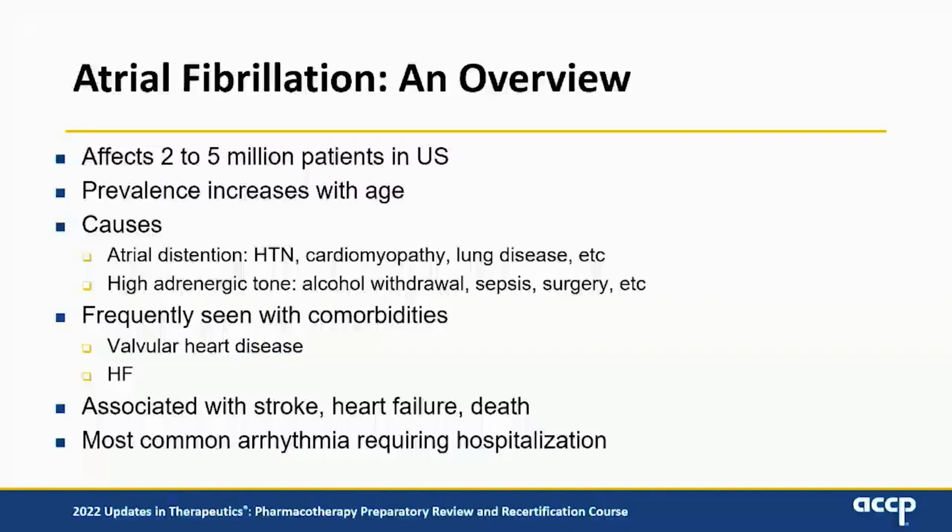The main causes are things that cause atrial distension, so hypertension, cardiomyopathy, and lung disease, or things that cause high adrenergic tone. This is usually more of an acute situation, like alcohol withdrawal, sepsis, or surgery. Atrial fibrillation frequently exists with other comorbidities, including heart failure, as well as valvular heart disease. And the reason we care about this so much is it is associated with developing heart failure, and then also it is a risk factor for stroke.